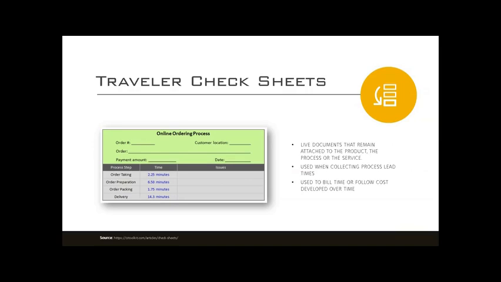Generally, they can also be used to keep track of the proper completion of steps in a multi-level procedure. The second type is known as traveler check sheets. These are live documents that remain attached to the product, the process, or the service at all times, beginning to end. They're used when collecting process lead times in order to build time or follow cost developed over time.